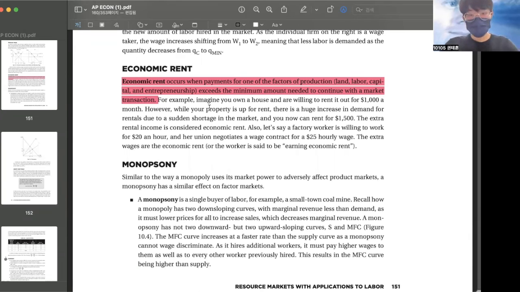So due to market transactions, an increase in demand, or some other effects, when the price or the economic benefit suddenly goes up, that's economic rent.